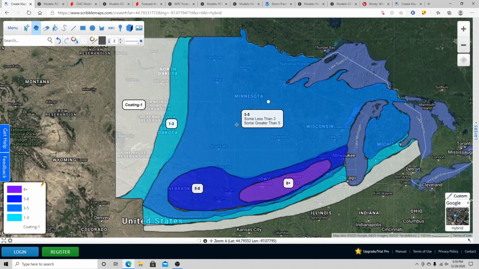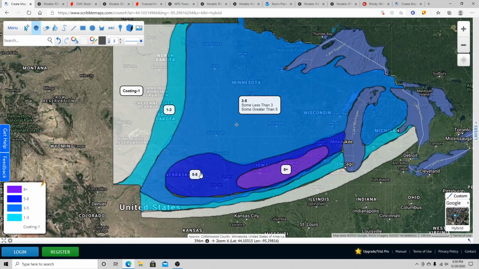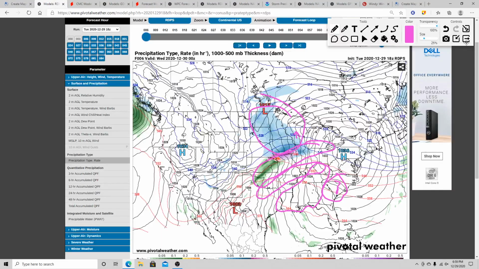But anyways, this is the updated forecast here. Got the 5 to 8 inches across central and eastern Nebraska, going on across southeastern Iowa, with an 8-plus inch range, and even extending into several portions of Wisconsin and northwestern portions of Illinois there as well. And still, again, 3 to 5 inches is going to be likely across these regions, although some will see less than 3 inches, some can see greater than 5 inches of snow. So that's the snowfall forecast there. So that's out of the way there.